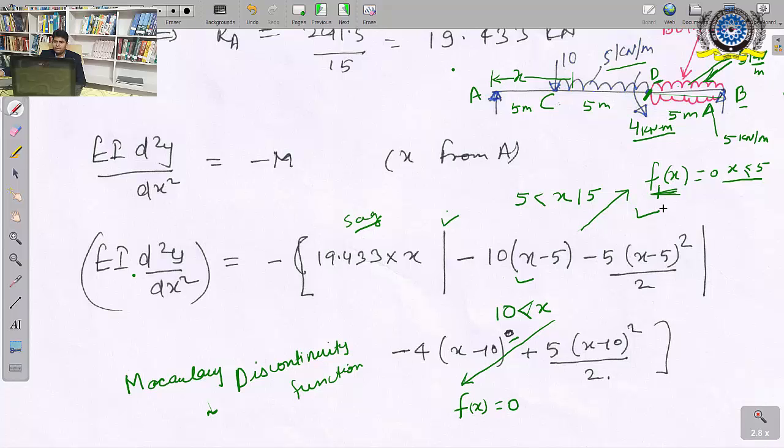I can call it f1 as function 1 and this one as function 2. So f2(x) will be 0 for x less than 10 meter. For x less than 10 meter, that is before point D, this Macaulay function f2 will simply be 0, and after 10 meter this function will be applicable. So this is all about Macaulay's method. This is the way we apply Macaulay's method. Now let us advance in this question.